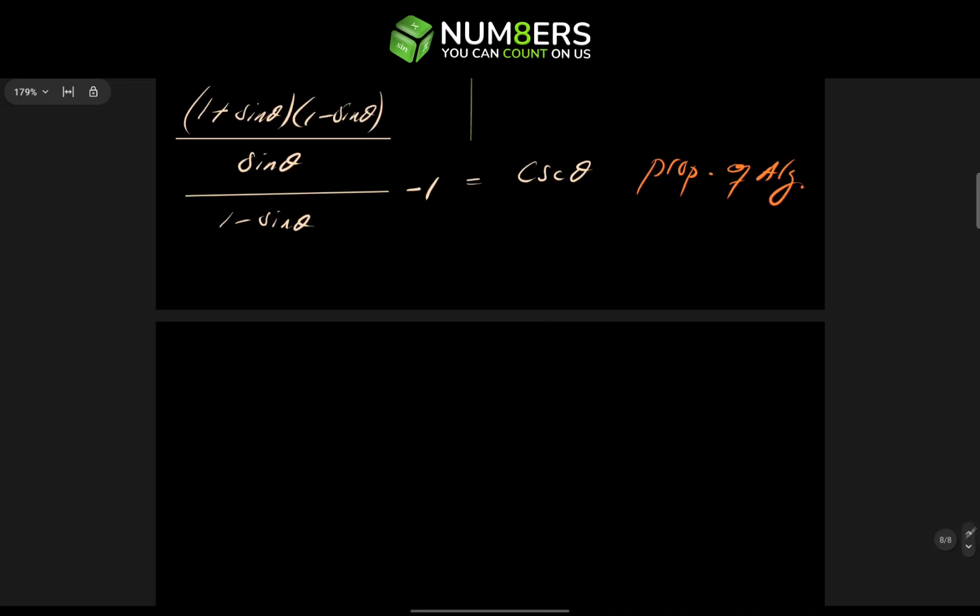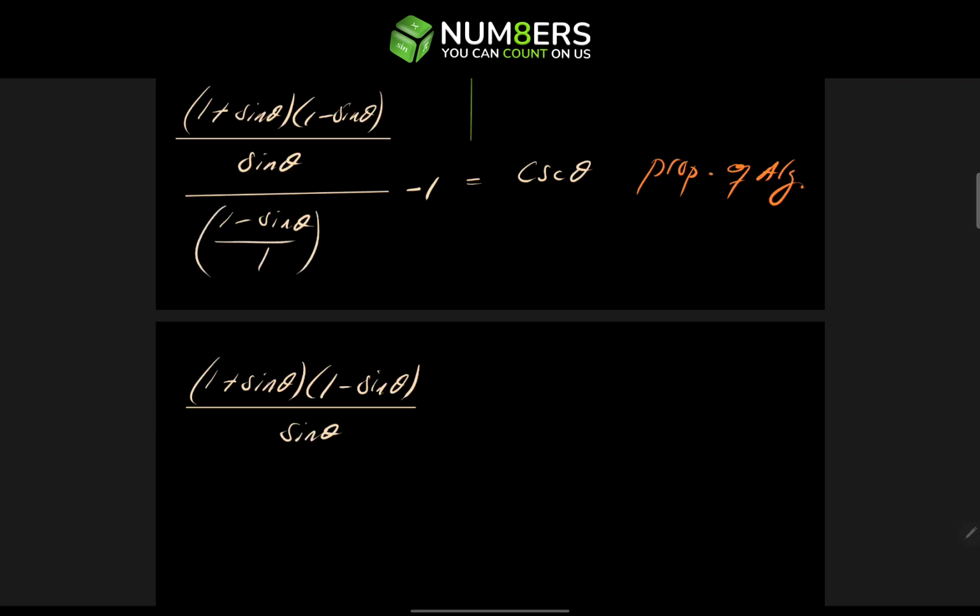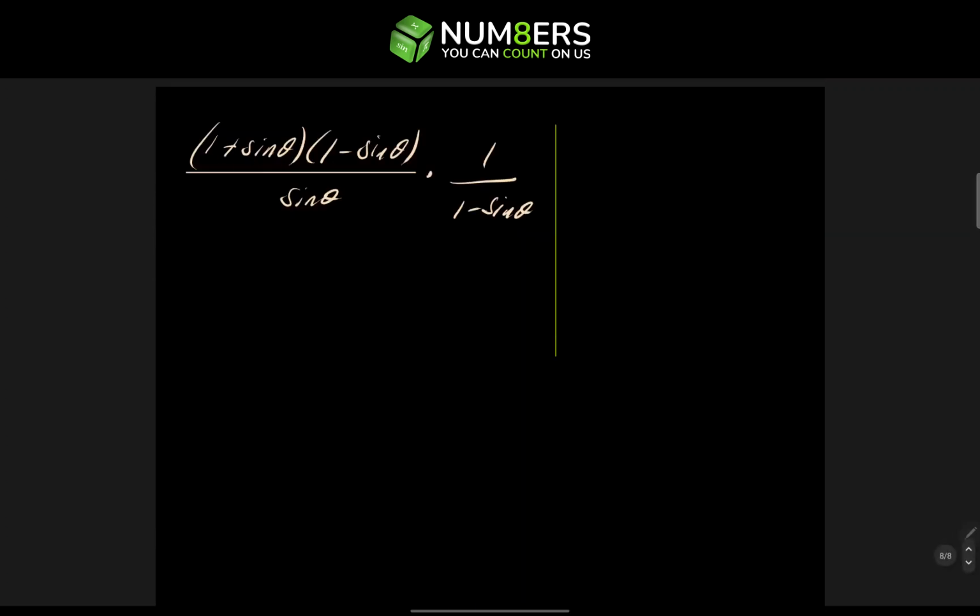Now let's simplify further. So we have 1 plus sine theta times 1 minus sine theta all over sine theta. And this is still over 1 minus sine theta over 1, but when you divide by a fraction, you multiply by its reciprocal. So it becomes 1 over 1 minus sine theta. And we don't forget to write the equals on the right side.